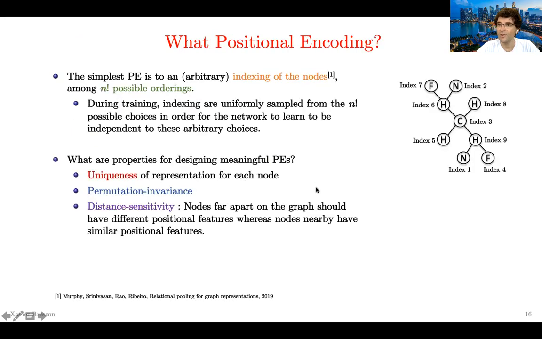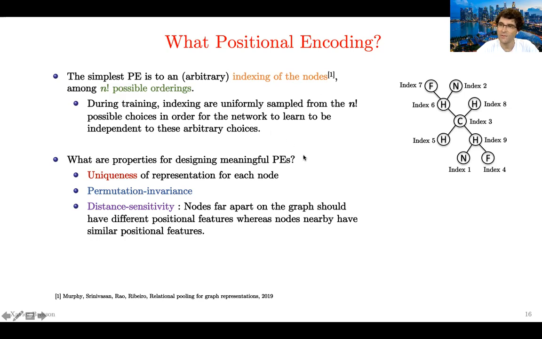So what positional encoding? The simplest positional encoding we can think about is to have an indexing of the nodes, like this node will have index 7, index 6, and so on. But this is a choice among n factorial possible orderings of the nodes. So what you do in practice, because you want your network to learn this invariance with respect to the node ordering, is uniformly sample among the n factorial possible choices. But this will be an approximation in the end.